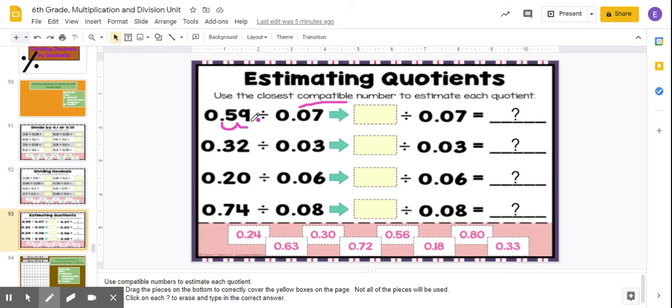So if I whoop this, whoop, whoop, and I whoop this, whoop, whoop, I end up with 59 divided by 7. Well, 59 really isn't a multiple of 7. If I count by sevens, I won't hit 59. But the closest compatible number means that when I do count by sevens, what's close? So if I count 7, 14, 21, 28, 35, 42, 49, 56, 63, then 56 and 63 really are the same distance of closeness. So you could choose either one. I'm going to choose 56.